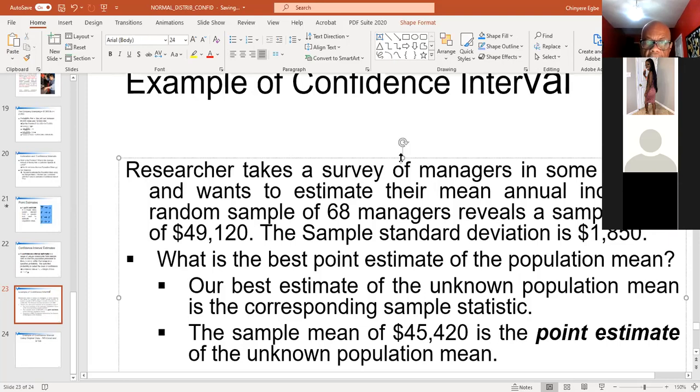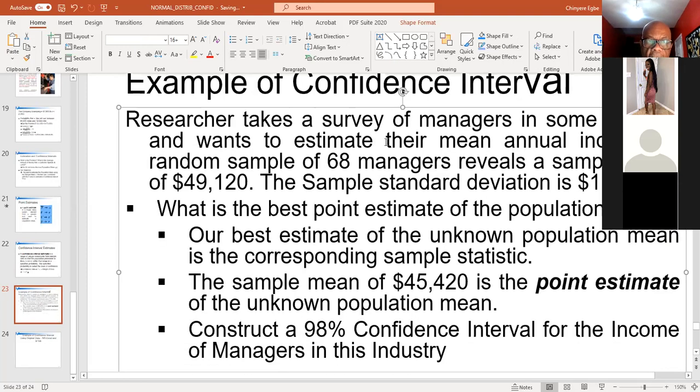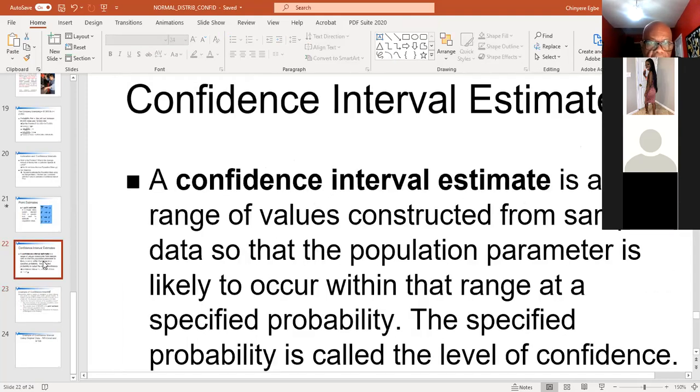Now, what we're looking at here is an example of some research in some industry. We want to estimate the mean annual income of the managers in this particular industry. So we take a sample of 68 managers and we calculate the sample mean, X bar.